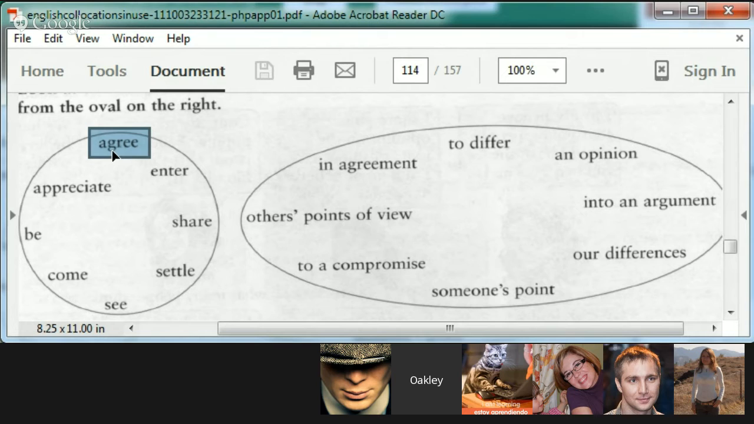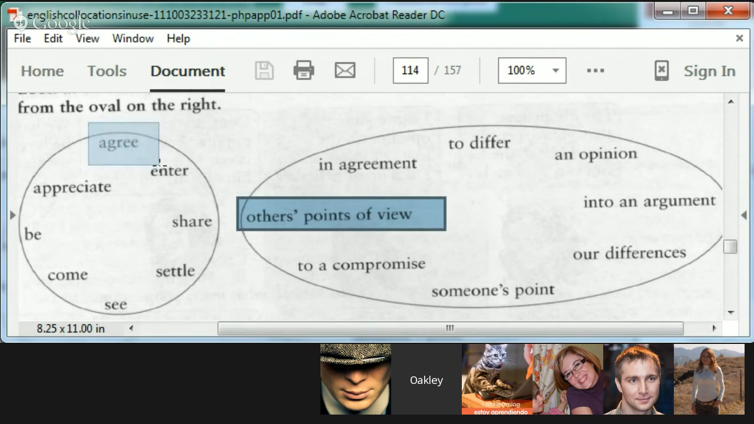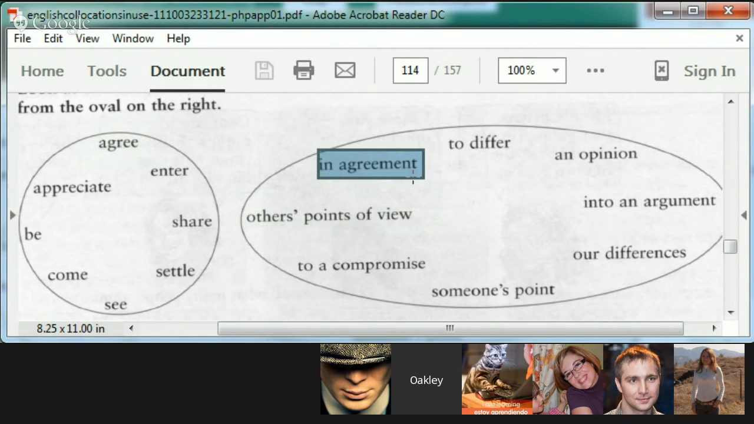Albina, agree. Agree to other points of view, for example. Where are you? Where's that? Agree to other points of view? Oh, yeah. It's on the left. It's right there. I'm blind. Okay. What else? Agree in agreement? No, of course. That's ridiculous. I know, to agree to someone's point, probably. Agree to someone's point? Sure, yeah. Agree to our differences, if I'm not mistaken. Agree to differ was the phrase. Agree to differ, yeah, right.